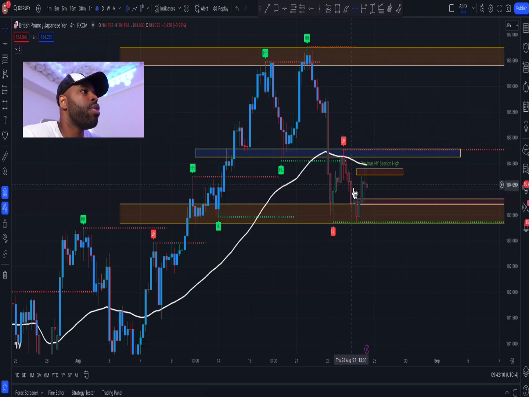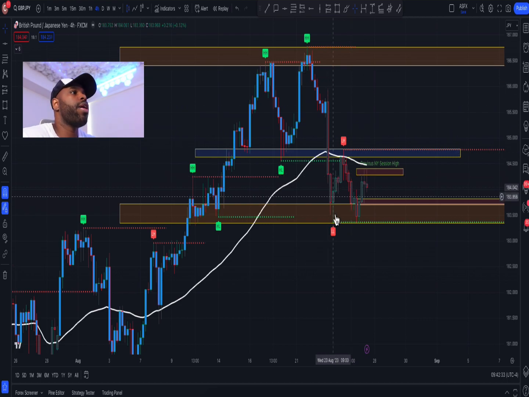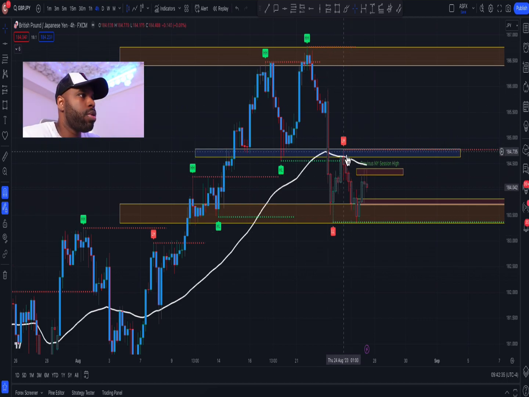So starting next week, we want to be selling. We don't want to be buying. Now it all depends, because there's always fundamental and economic data that can change things around. But for the most part, we want to look for sales for next week. Okay, so lower lows, lower highs.